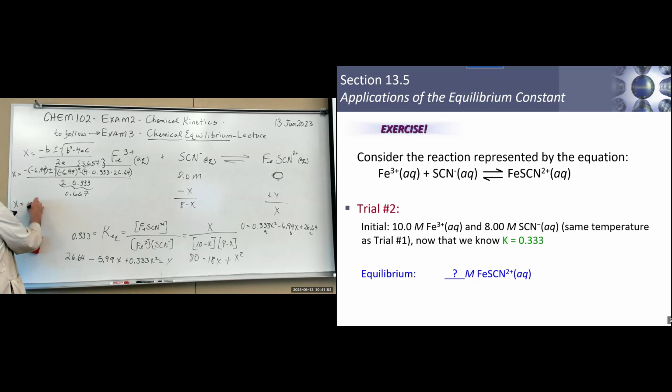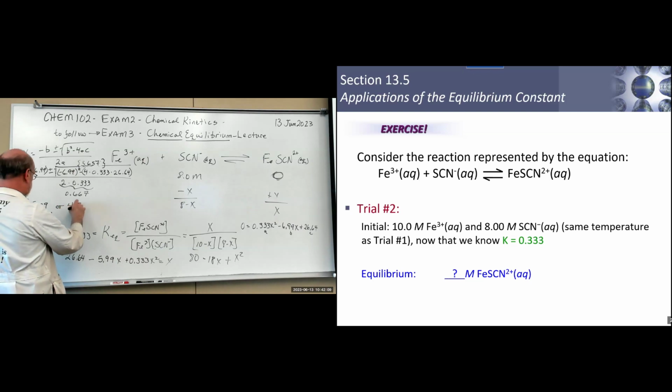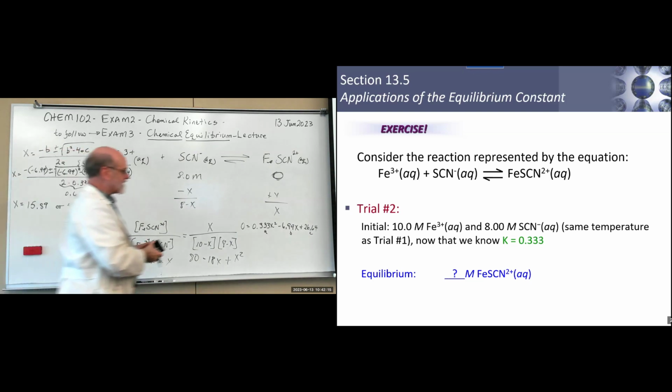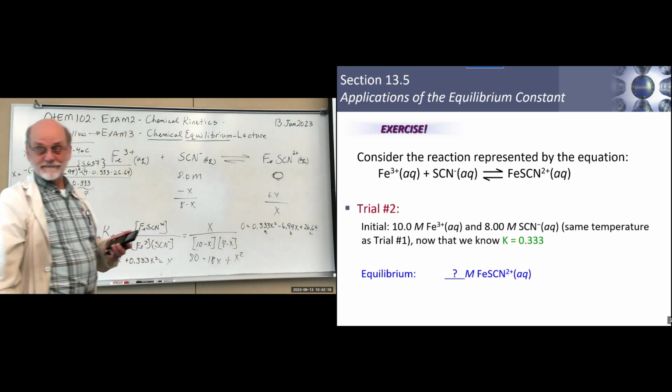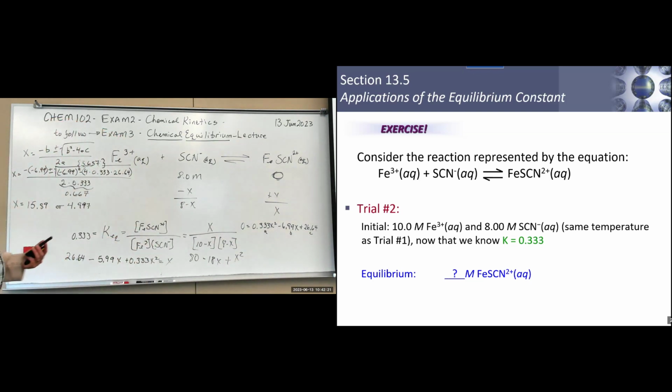Now this is 15.89. Or the other possibility is 6.99 enter and subtract that 3.657, divided by 0.667. And this one is 4.997. Okay. We're saying that X is equal to this concentration. Right? That's the answer.